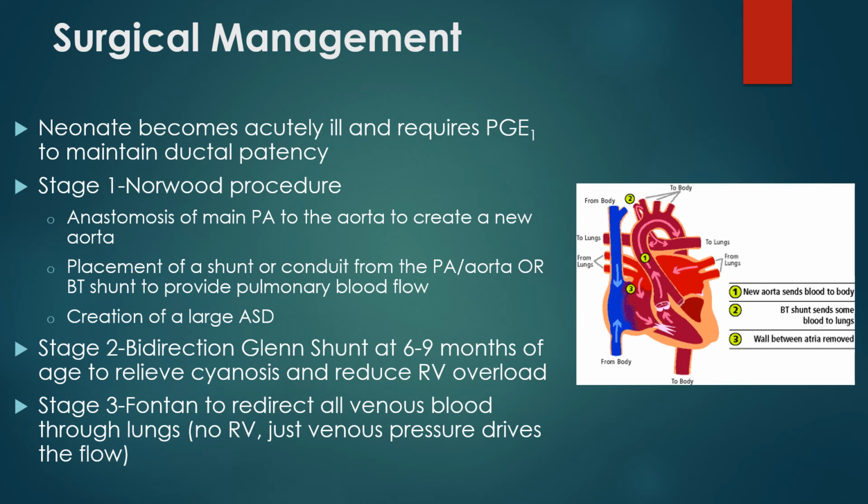Stage 2 is a bidirectional Glenn shunt at 6 to 9 months to relieve cyanosis and reduce the RV overload. And we talked about the Glenn shunt in a previous defect. And then the Fontan to redirect all venous blood through the lungs. Again, there's no RV, just venous pressure drives the flow in a Fontan.